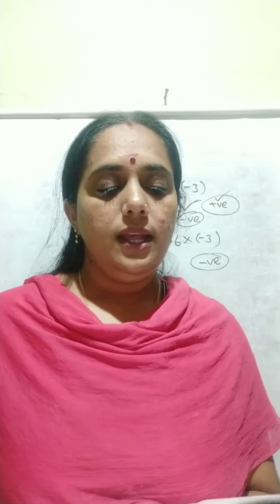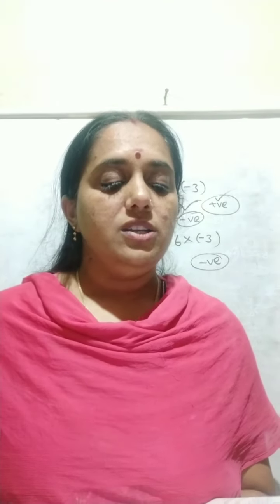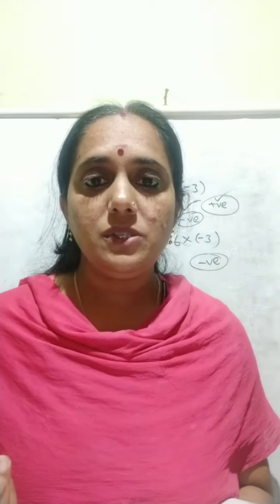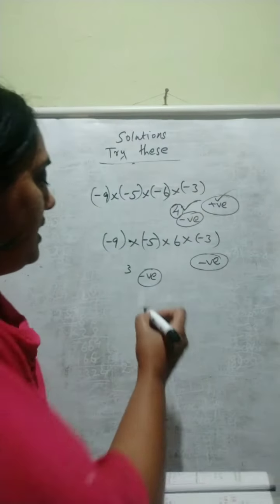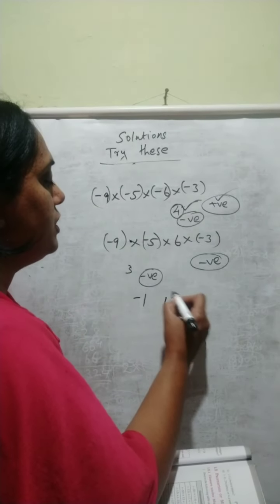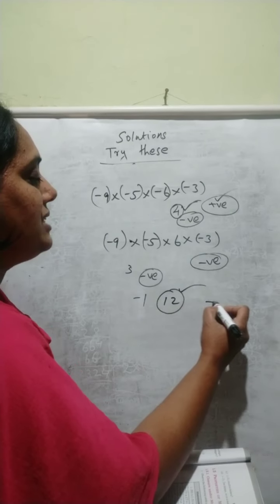Okay. Next, negative 1, 12 times. How many times? 12 times. If it is negative 1, 12 times, 12 is an even number. So the answer will be positive.